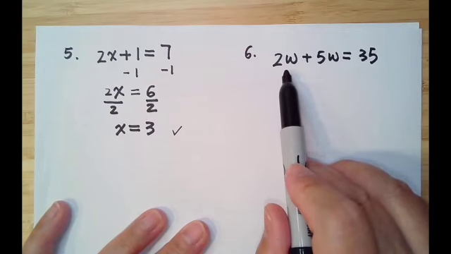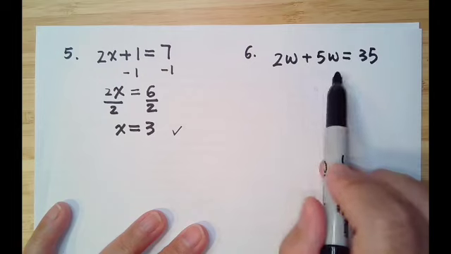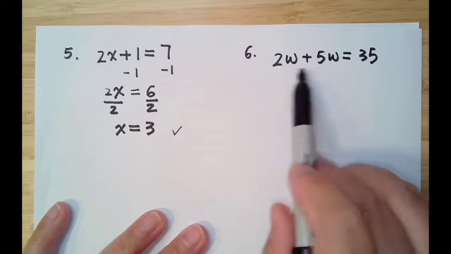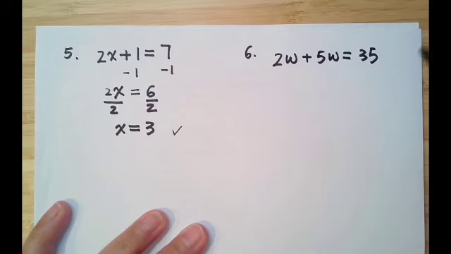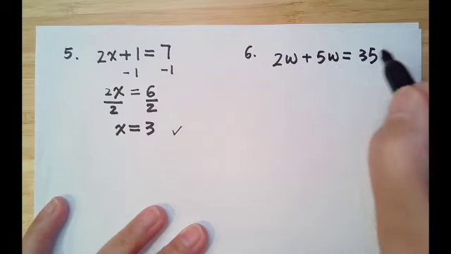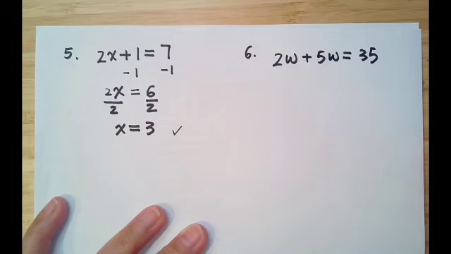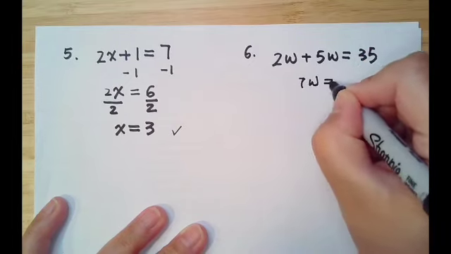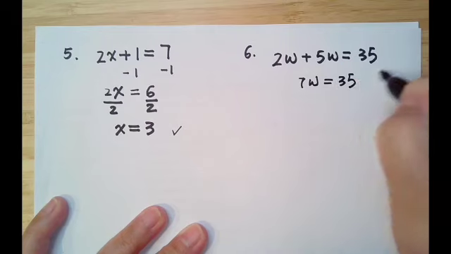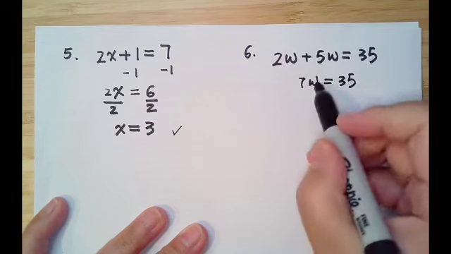It's not just one term with a variable. We have 2 terms with variables. But the good thing is they are like terms. So our next step is we can just combine them. We combine like terms. 2w plus 5w, that is 7w equals 35.